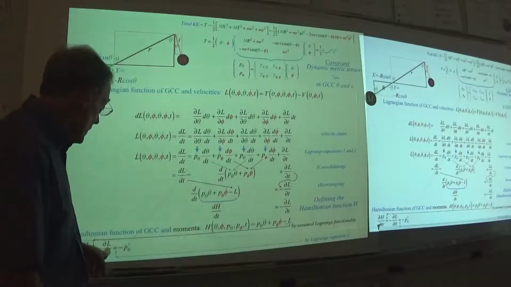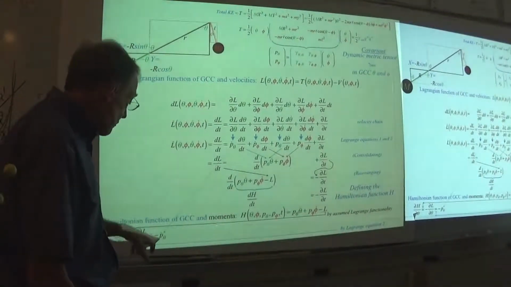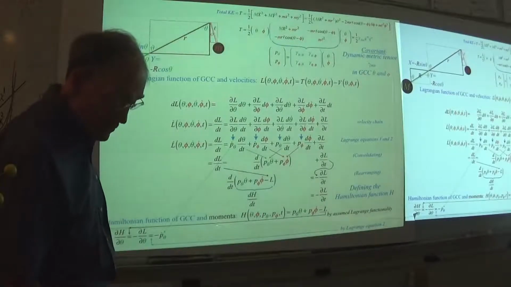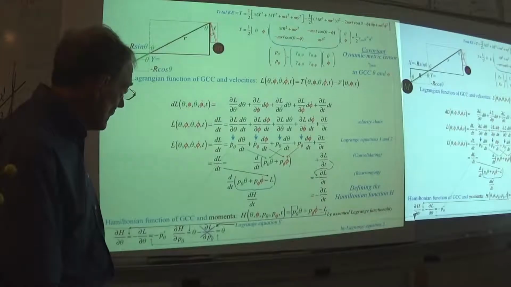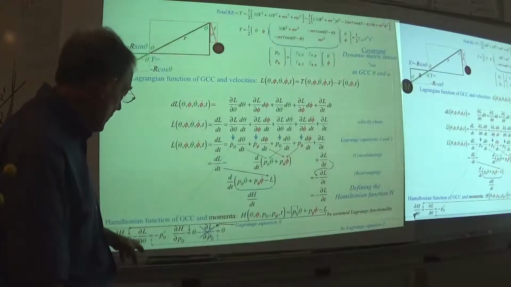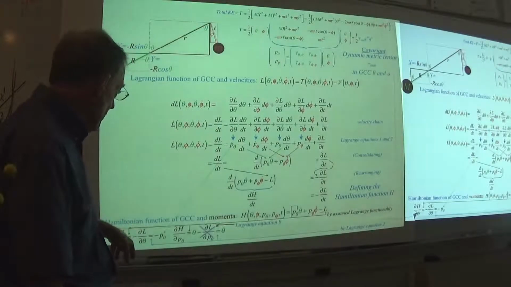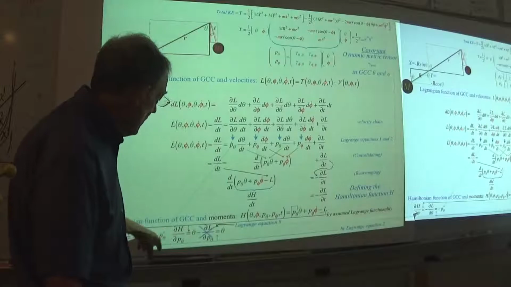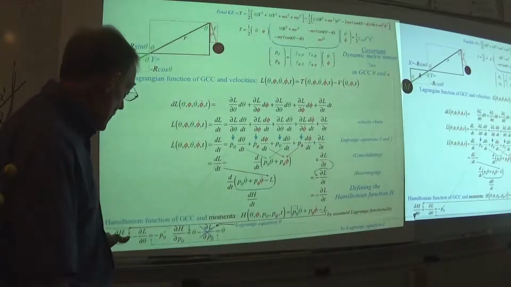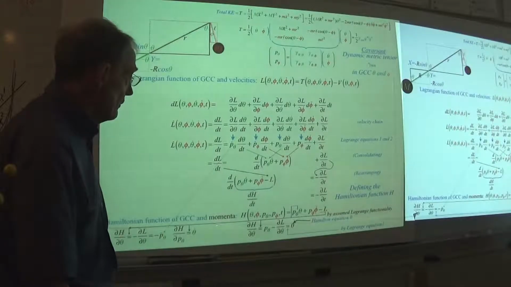That's the only term. And the partial derivative of L with respect to theta, that's the second Hamilton equation popping up there, is giving a second Lagrange equation here. So this is our first Hamilton equation for just the theta angle, and then there'll be a similar one for the phi angle.